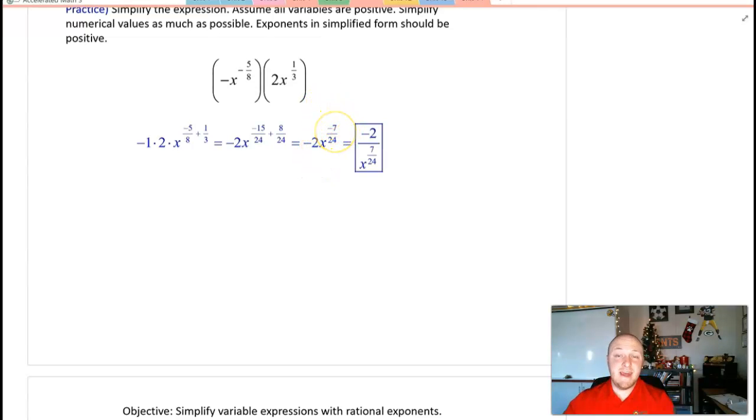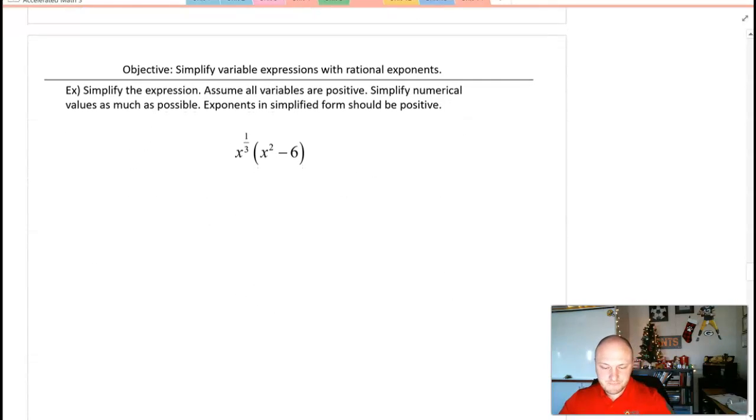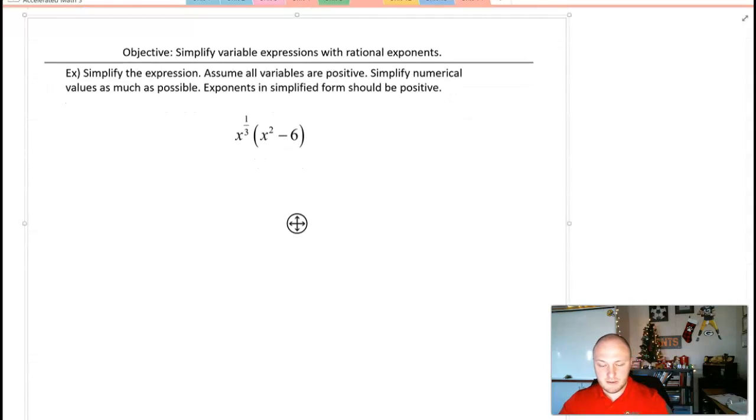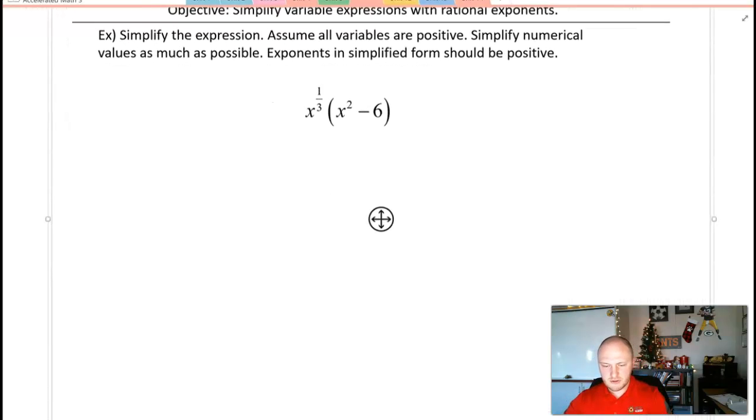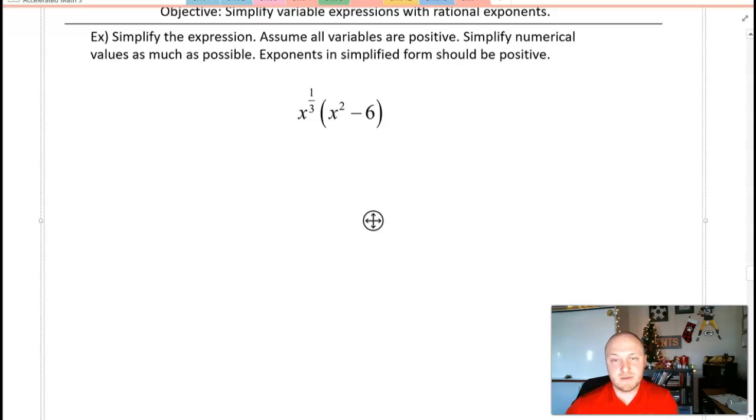Now again, this is a negative exponent, so we have to make it positive. Where does it go? Into the denominator. Use that negative exponent property. Right on. All right, so let's go ahead and wrap up this lesson. Actually, I want to show you this next one. Okay, so they want us to simplify the expression.